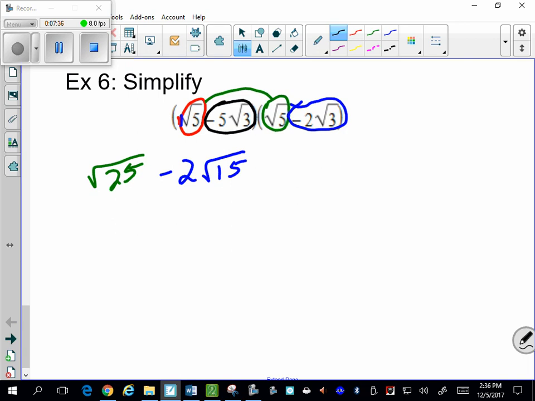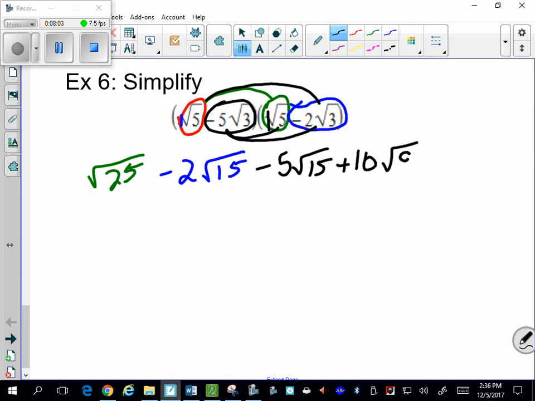So we're distributing. So negative 5 square root of 3 times the square root of 5 is a negative 5 square root of 15. Remember there's a 1 on the outside here, so negative 5 times 1, negative 5. And the last one, negative 5 square root of 3 times negative 2 square root of 3 is a positive 10 square root of 9. After you multiply it out, let's see if you can simplify any of the terms.